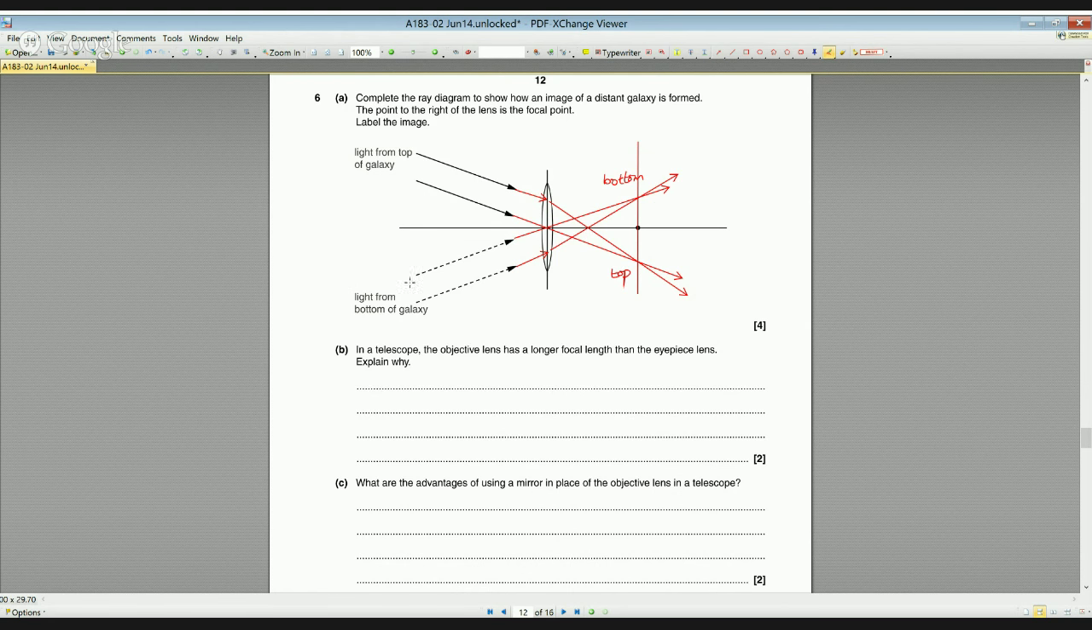Obviously, what hasn't been shown here is that actually the galaxy is producing light not just from the top and the bottom, but right the way through. So in between, we're going to have rays of light coming all through, and the result will be an image here of the galaxy being produced, a full image, which we'll label here as our image.